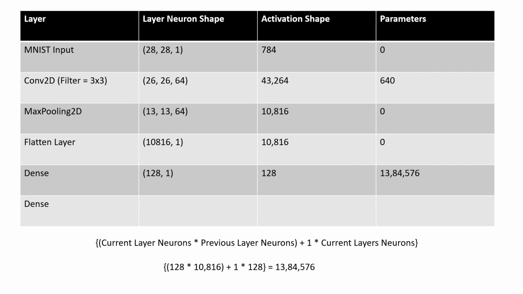So 128, the current layer neurons that I have, into 10,816, which were the previous layer neurons after flattening, plus 1 into 128, so 1 for the bias into the current layer neurons. That gives me 1.3 million parameters. Those are a lot of parameters. I will try to improve this CNN later, and we will check the parameters once again at the end. Right before going there, these are the numbers that I'm taking, and that gives me around 1.3 million parameters.